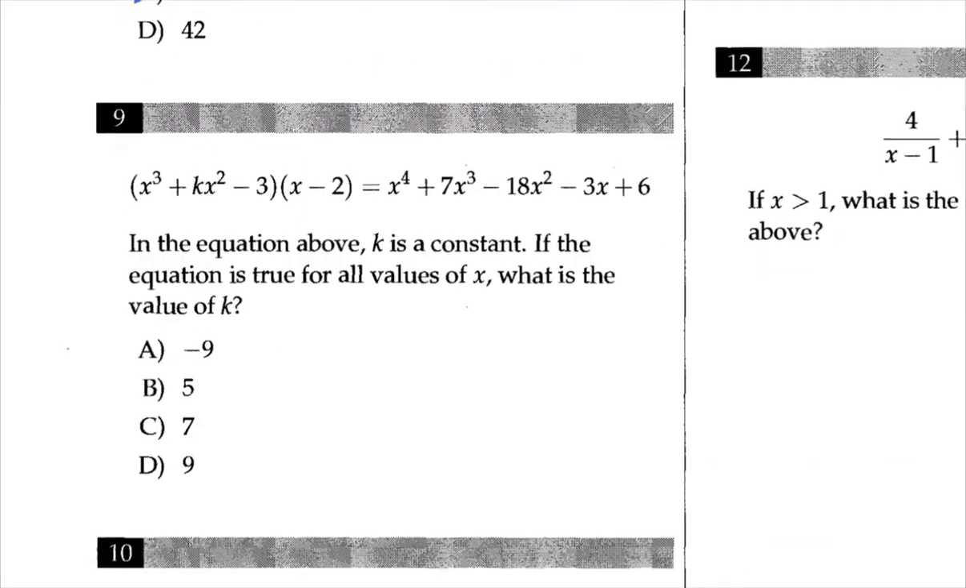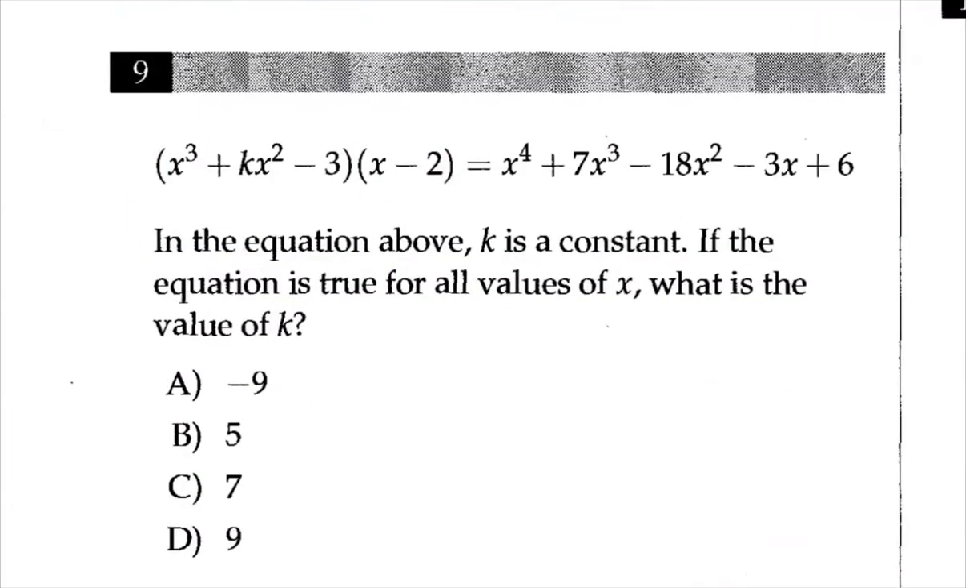Question number 9. We have this equation and we need to get the value of k. Let's expand the left side. x cubed will be multiplied by everything. x cubed times x is x to the power 4. Then x cubed times negative 2 is negative 2x cubed, plus kx squared times x is kx to the power 3, then negative 2kx squared. Then negative 3 times x is negative 3x, and negative times negative is plus 6. All of this equals the other side.